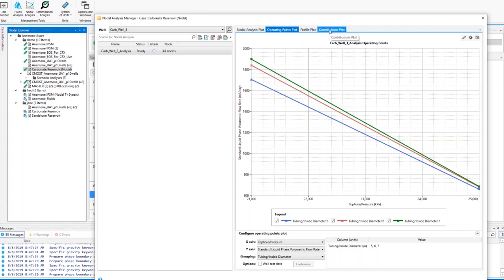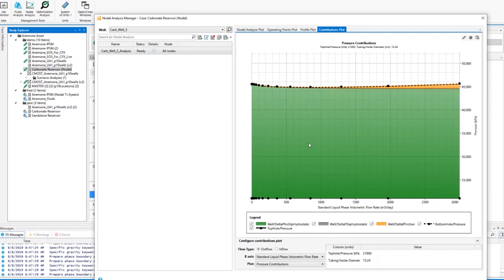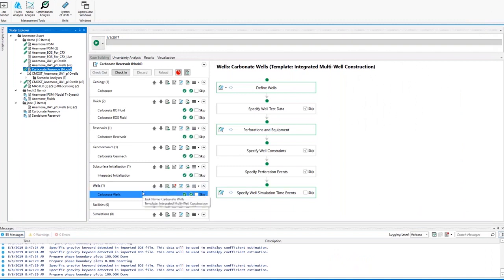You can also look at the contributions of pressure coming from various sources. So this picture shows you that most of your pressure drop is coming from hydrostatic because these are mostly vertical wells, and some of the pressure drop is coming from friction. So based on this, we conclude that we will be using 6 inch tubings for all our wells.